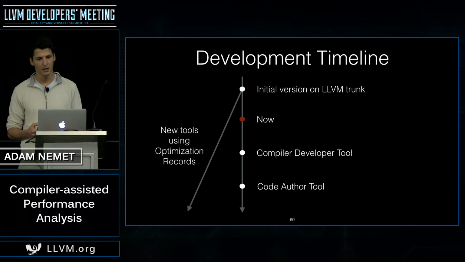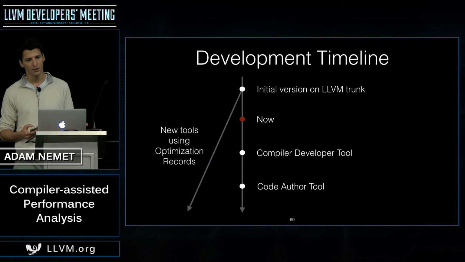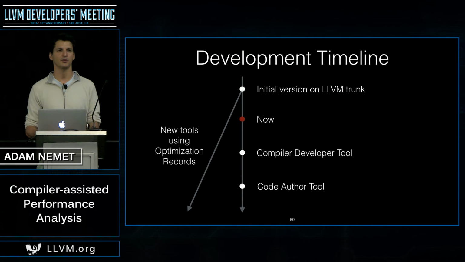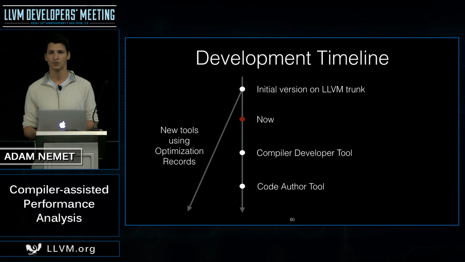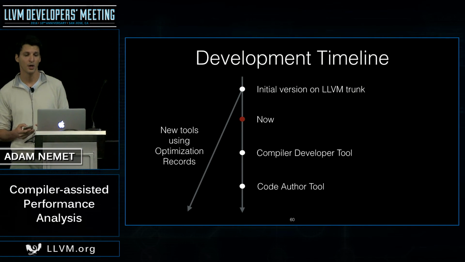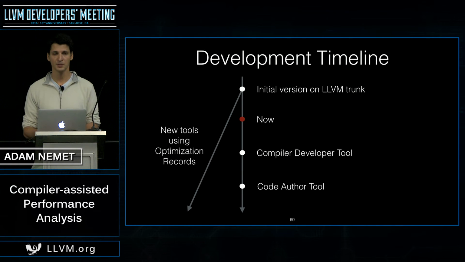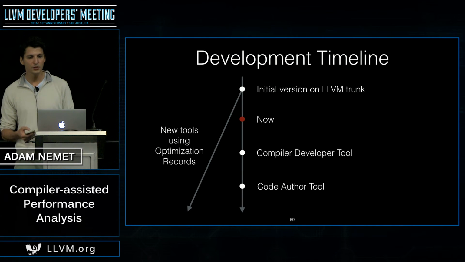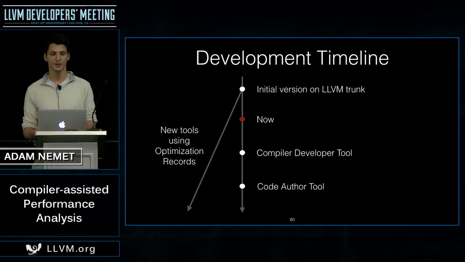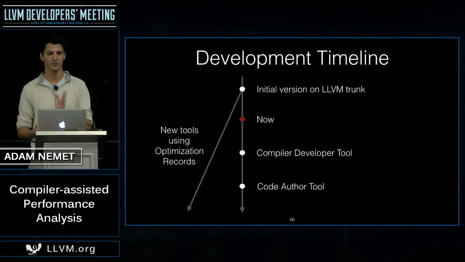And then there's a tangent here, which is that now that we're generating optimization records for the optimization viewer, we can use them to build new tools without the optimization viewer. So basically just new tools that could use optimization records.